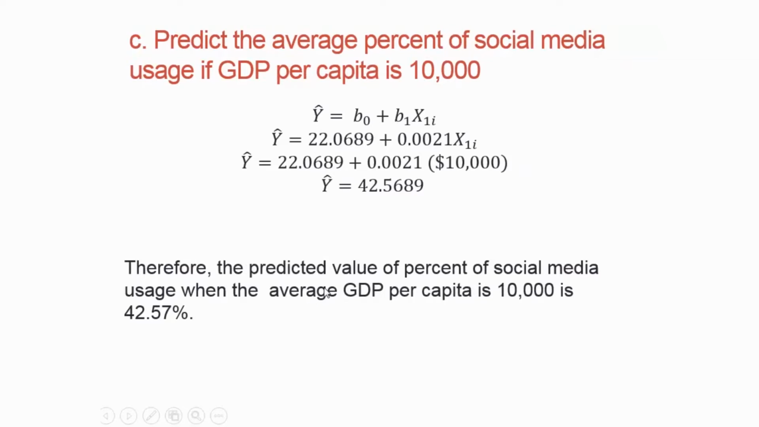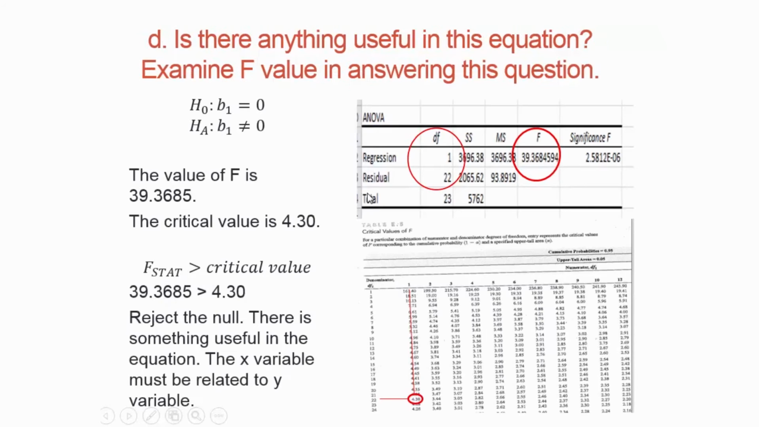Part C, predict the average percent of social media usage if GDP per capita is $10,000. So we plug the $10,000 into the general equation that we've found the values for B0, B1, and that gives me 42.5689 is my predicted value of Y as the percent of social media usage when the average GDP is $10,000. That figure is expected to be 42.57%.